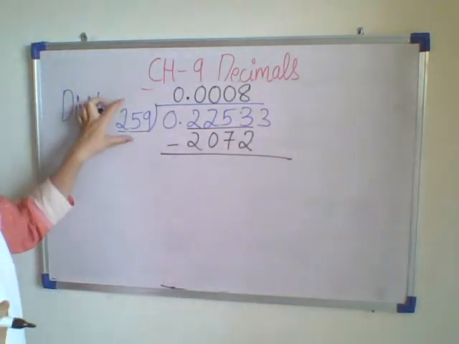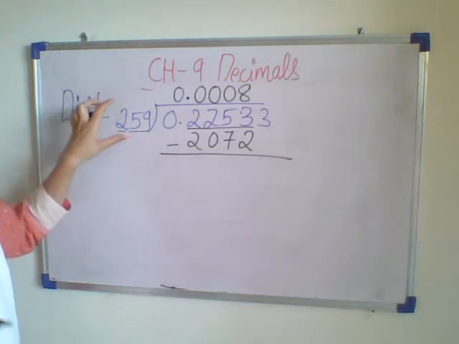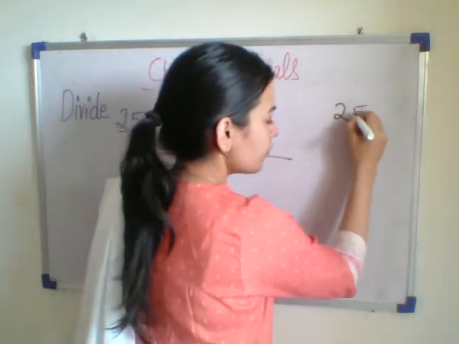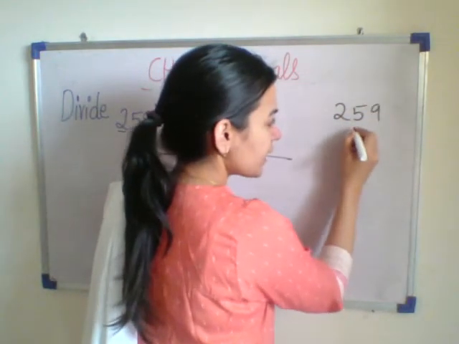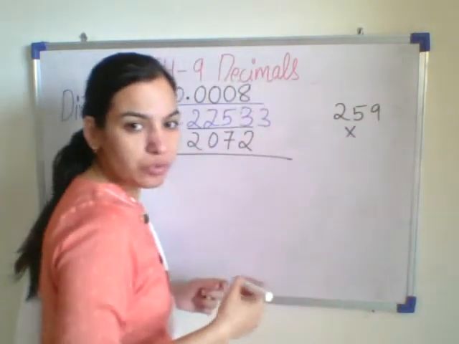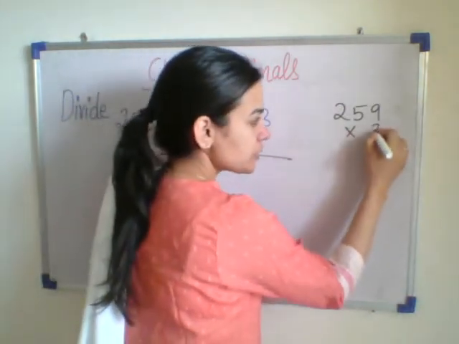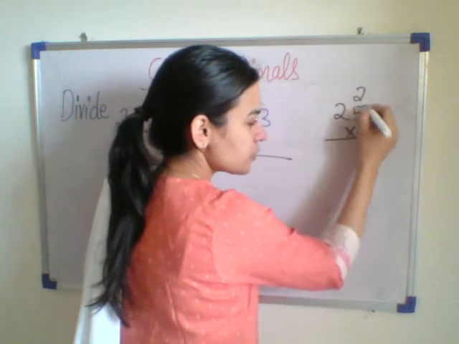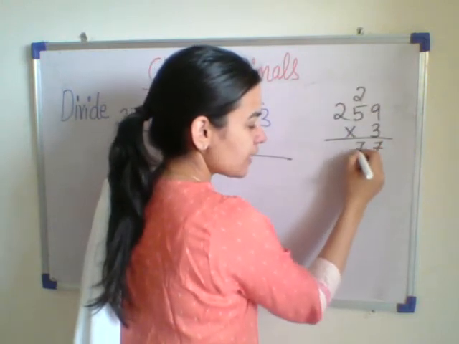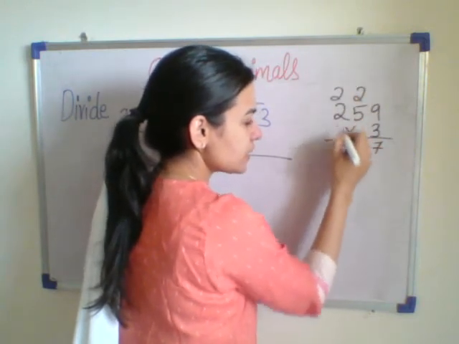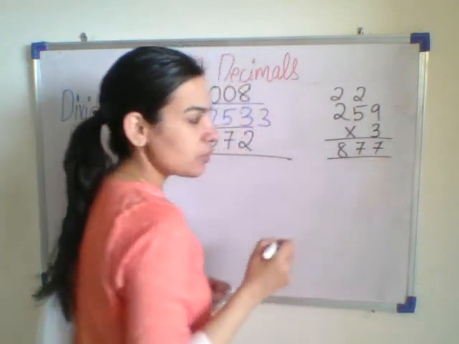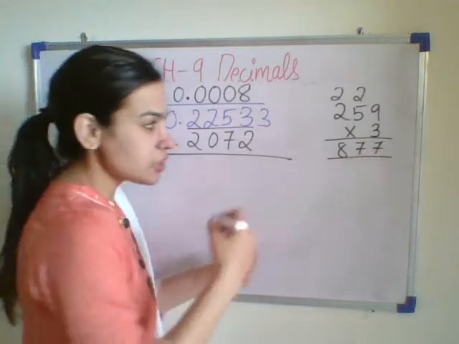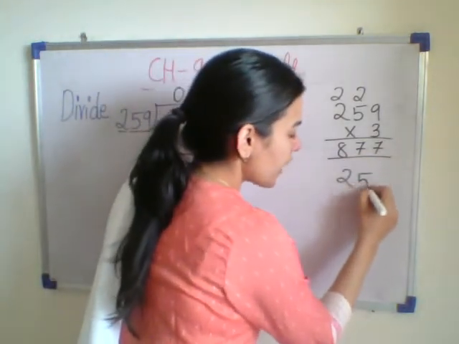Students, if the divisor is very large, it is very difficult to recall the table. What you can do in the rough space is write 259. If you want to know what 259 threes are, you can multiply it with 3. 3 nines are 27, 7 and 2 carry, 3 fives are 15, 17, 3 twos are 6, 7, 8. So like this you can know that 259 threes are 777. Like this you can write the table of 259.